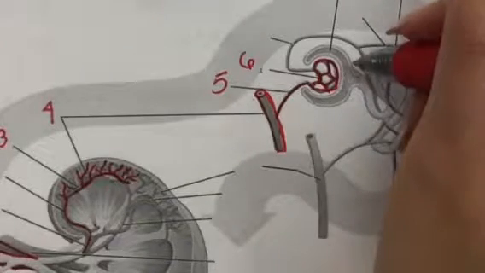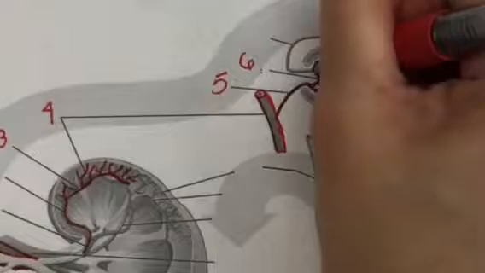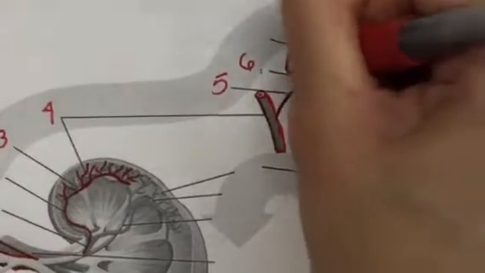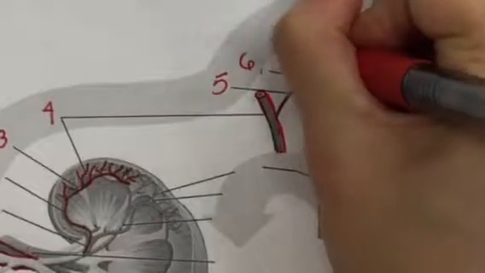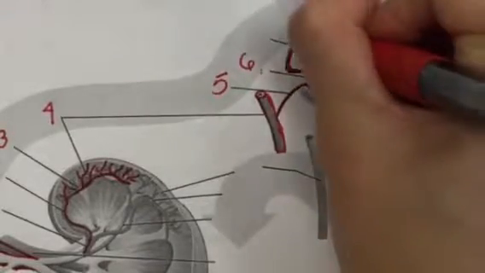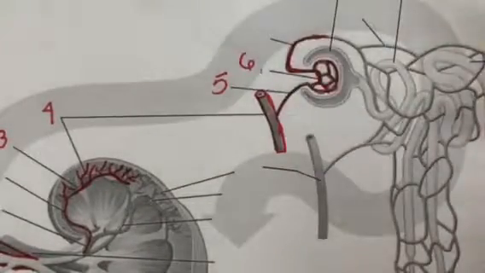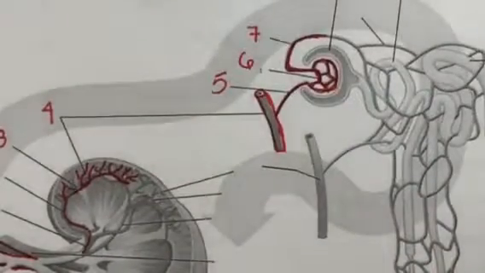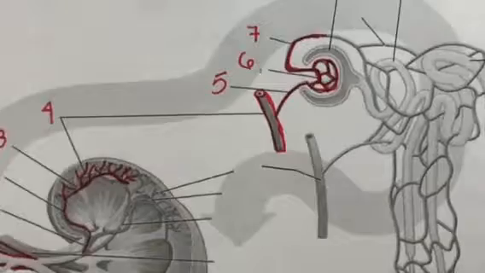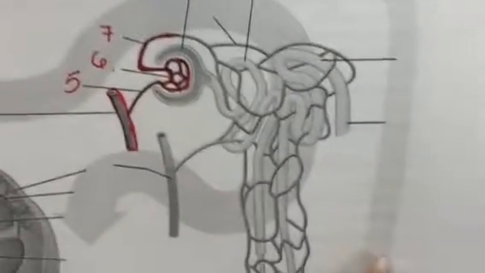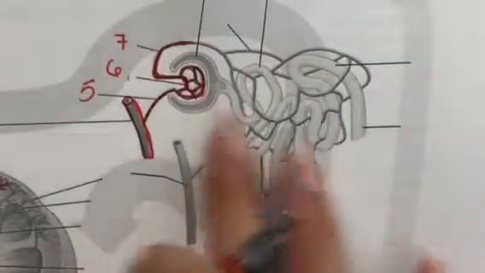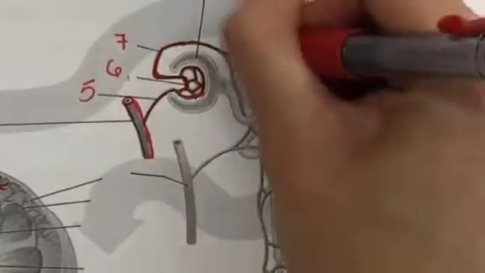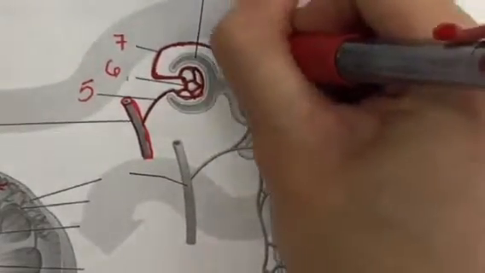Anything that's not pulled out of the blood, along with the blood itself, will continue moving along out of the Bowman's capsule. What do we call this vessel that's leaving the capsule here? The efferent arteriole. Yes, the efferent arteriole, so that's going to be our number 7. Notice the efferent arteriole turns into a huge net surrounding the nephron. So I'm just going to label this right here as our number 8.